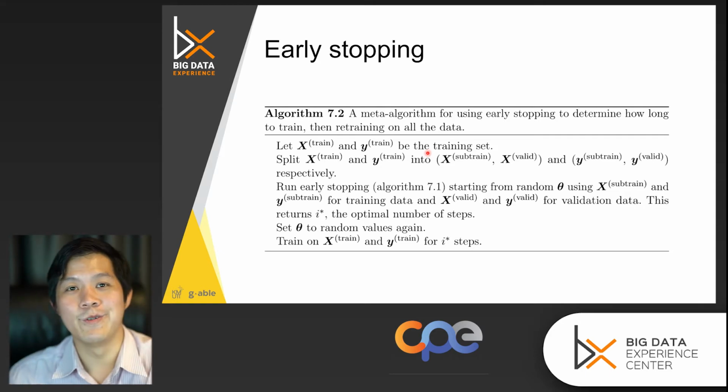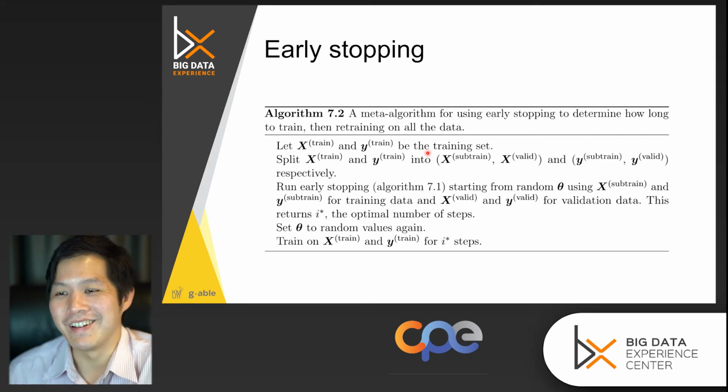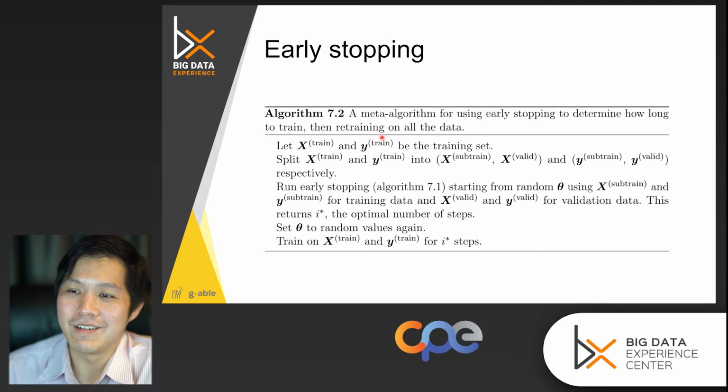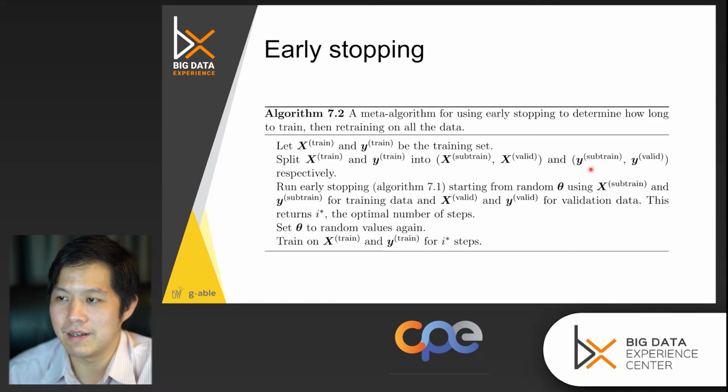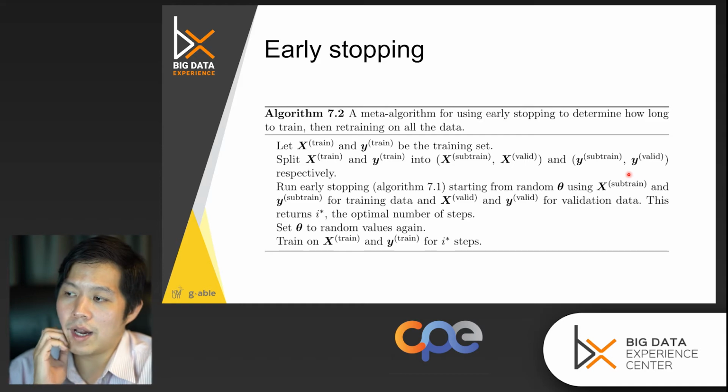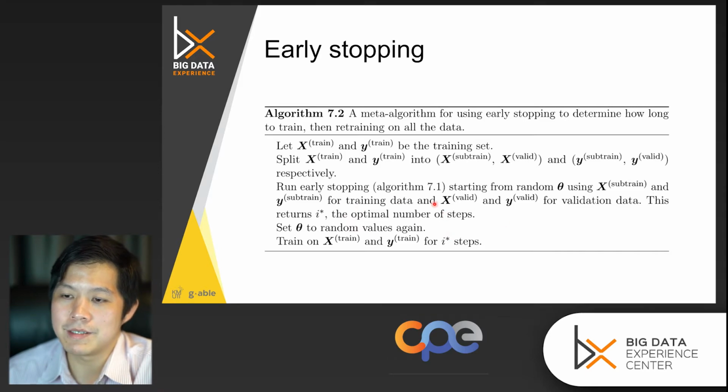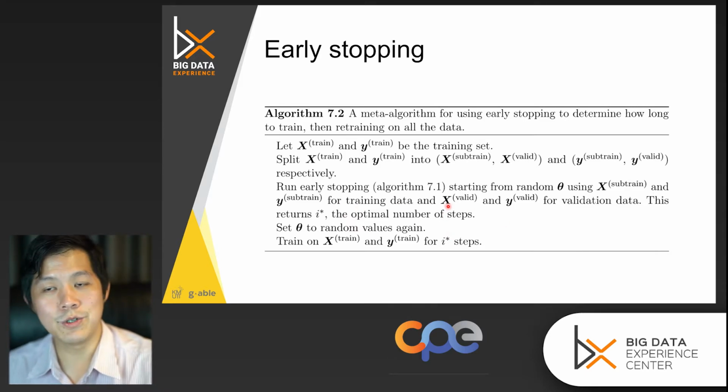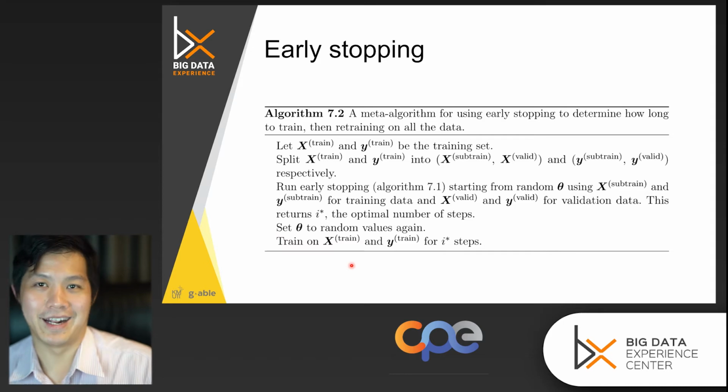I don't know why we have to make it into an algorithm, but the idea is very simple here. Let's say you have train set X and Y. Split the train set into subtrain and validation, and run the train and validation to see what is the optimal number of steps. Once you know that, just train the model again.